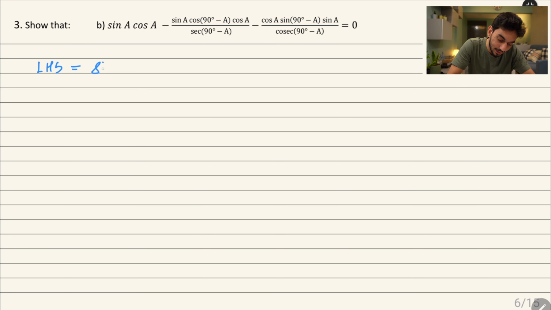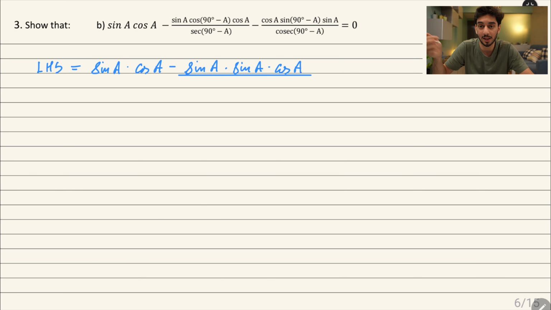So my left hand side is sin A times cos A, minus. This sin A is as it is, times cos 90 minus A. Cos 90 minus theta is sin theta. So this thing becomes sin A into sin A times cos A. In the denominator, I'll have sec 90 minus A. Now sec 90 minus A is cosec A. So this becomes cosec A, minus, I'll be doing this one now. Cos A remains as it is. Sin 90 minus A can be written as cos A, times the sin A as it is. In the denominator, cosec 90 minus A can be written as sec A.